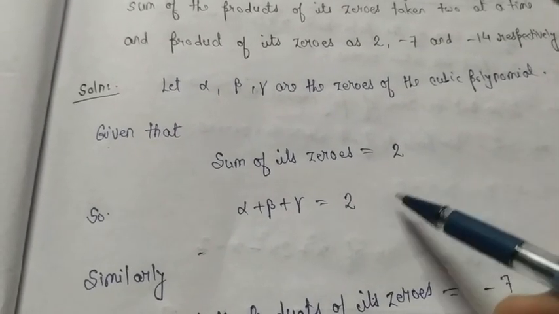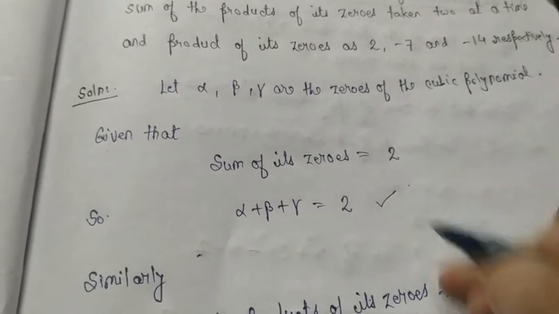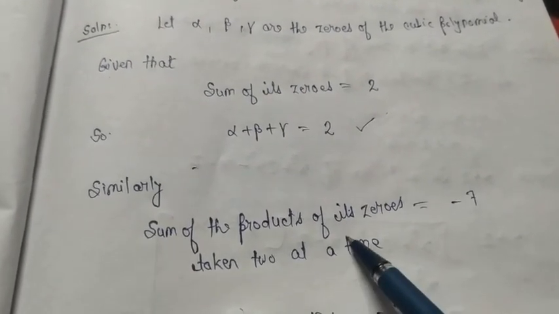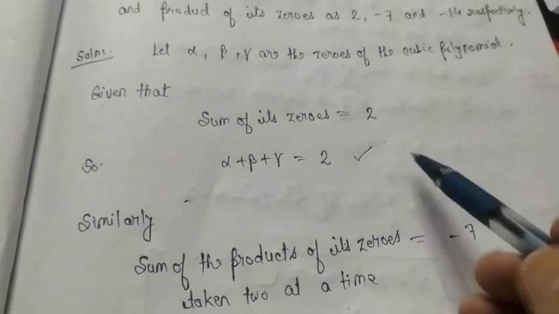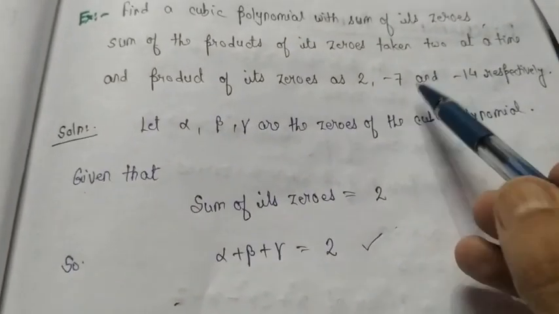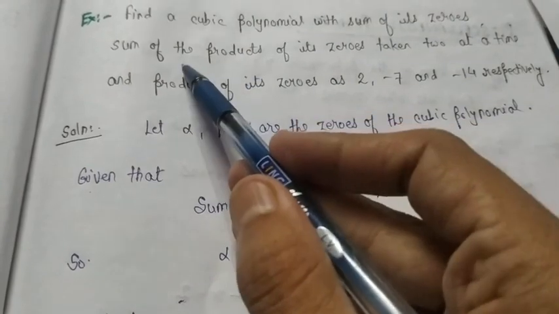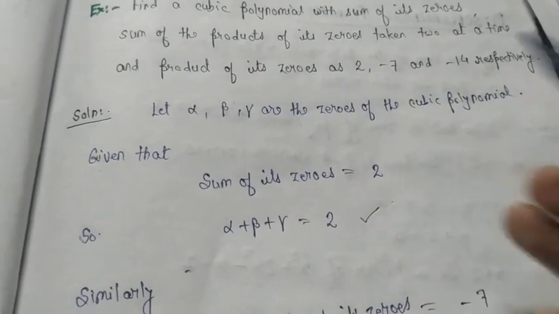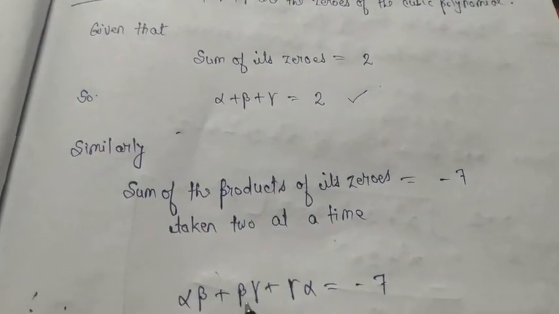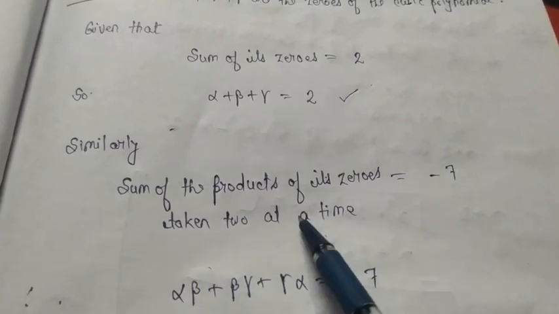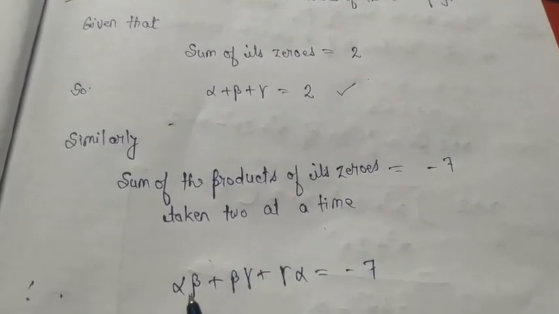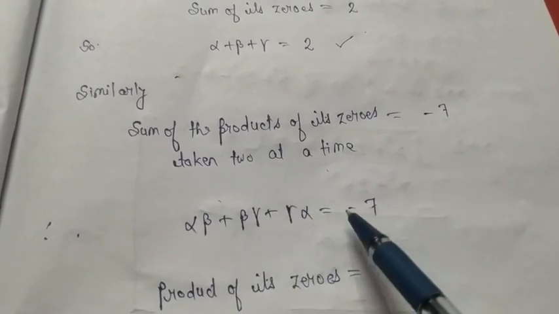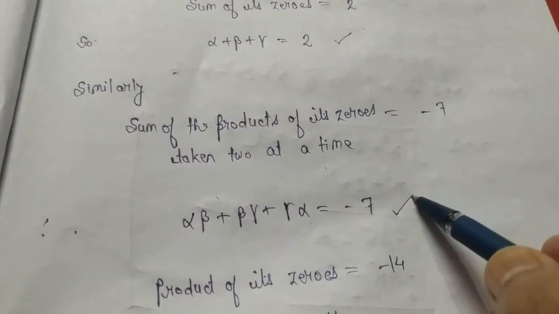So the sum of the zeros we have found, because it is given in the question. Similarly, the sum of the product of zeros taken 2 at a time is also given, which is minus 7. First is the sum of the zeros, then the sum of the product of zeros taken 2 at a time is minus 7. This can be written as alpha beta plus beta gamma plus gamma alpha equals minus 7. So this we have also calculated.